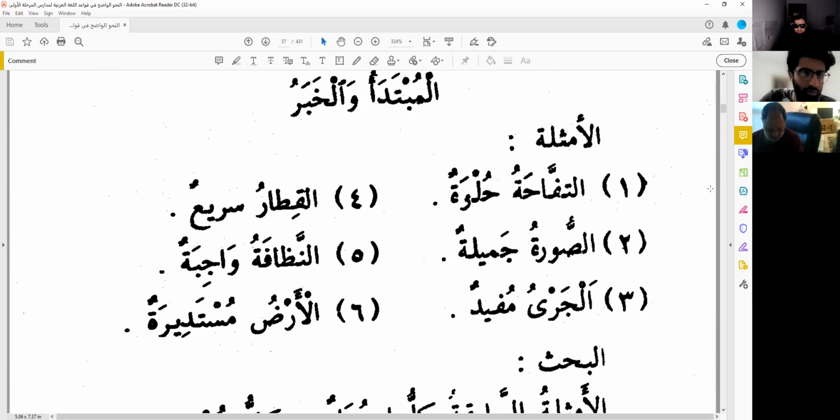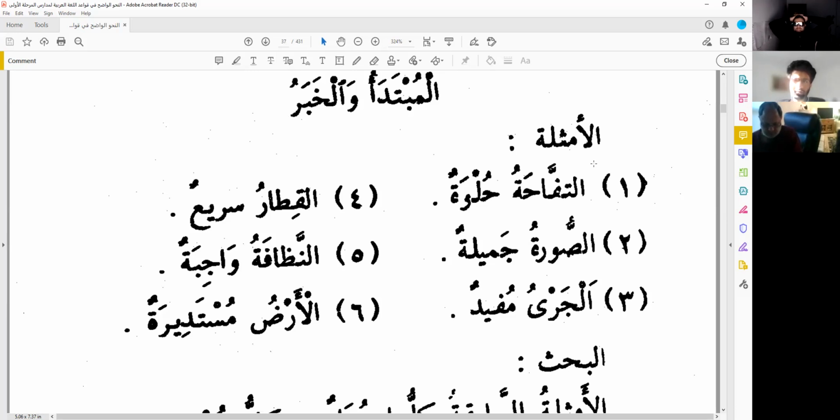Can I ask you something about that? Does the mubtada have to always be definite and the khabar indefinite? The mubtada has to be definite. Why? Because it's a non-doer subject, right? When you want to tell us something about it, that thing you're telling us about is a specific thing, it's defined, right?